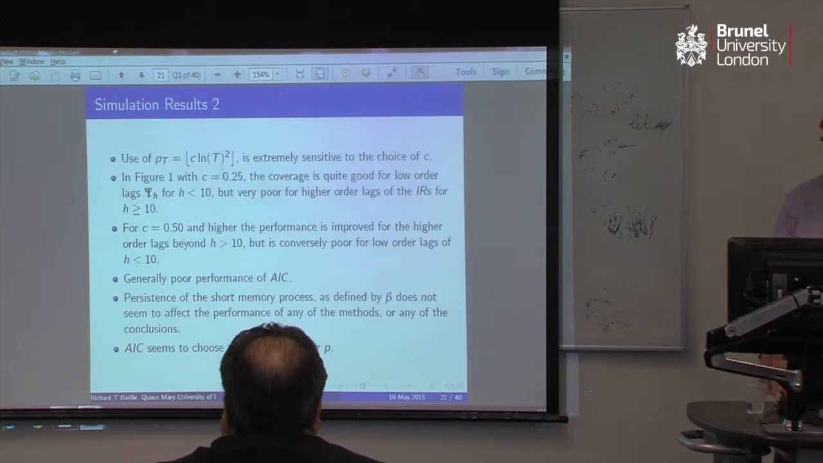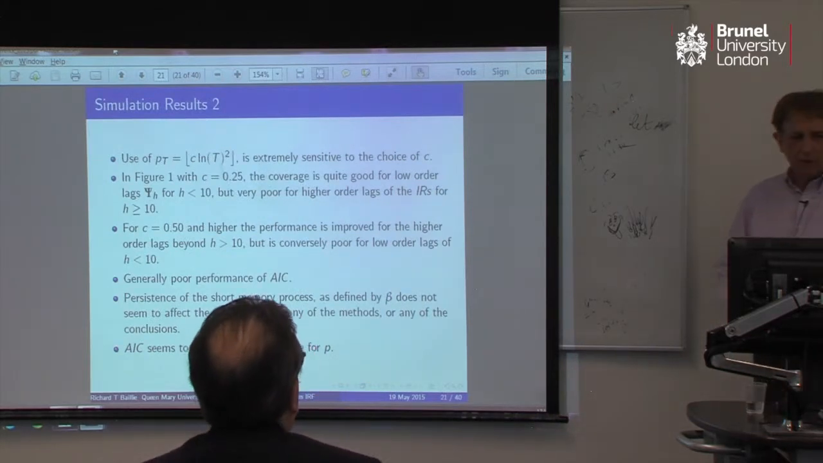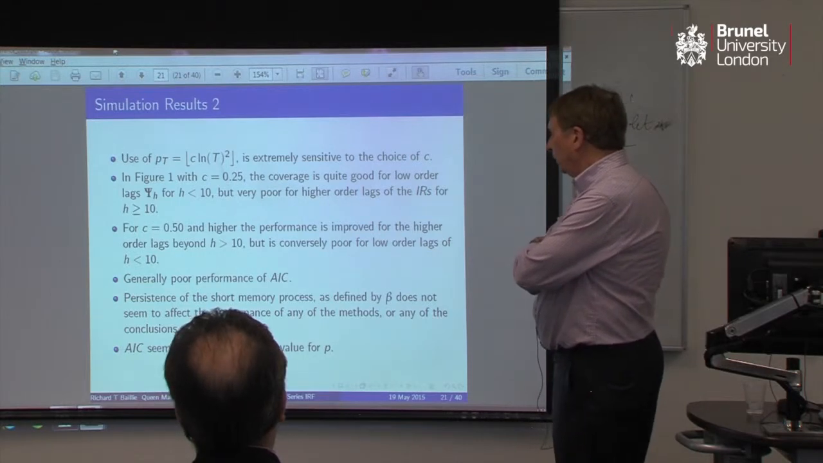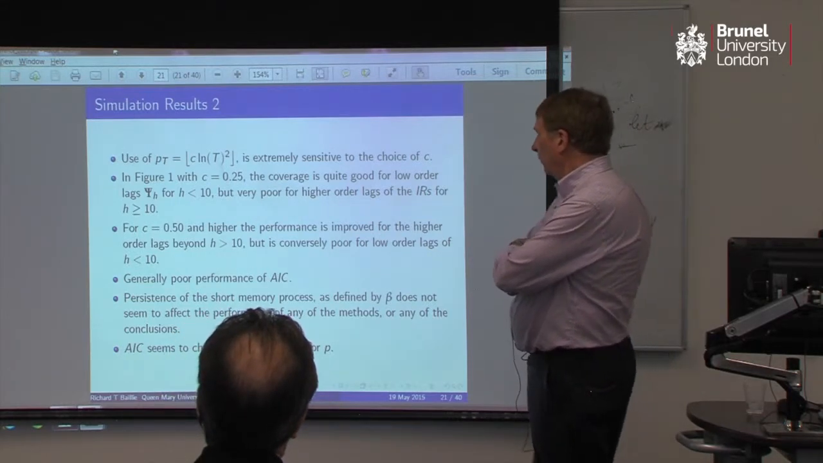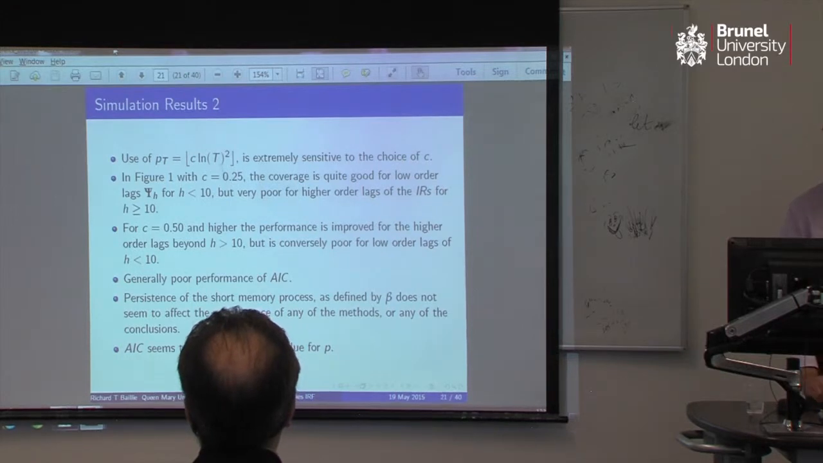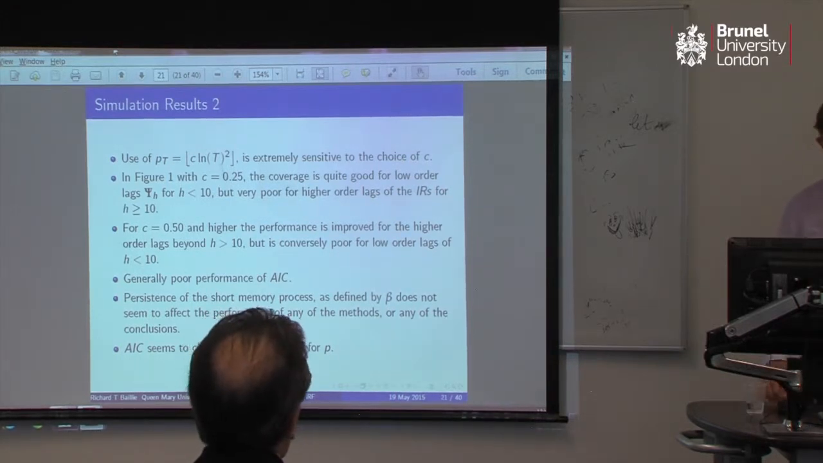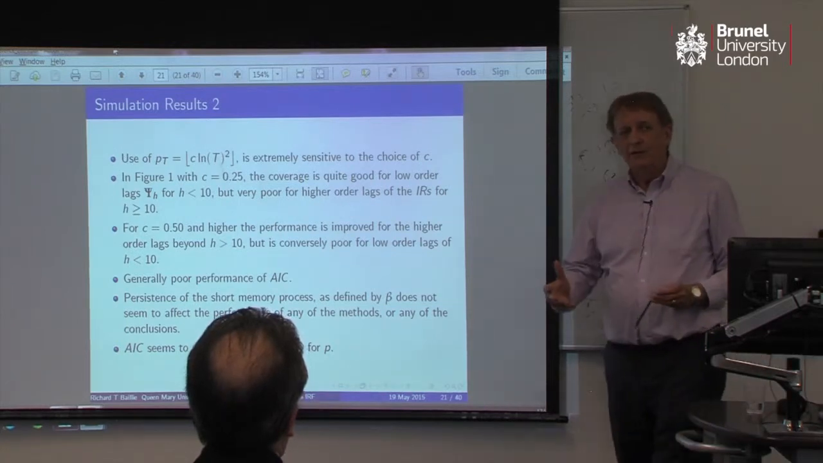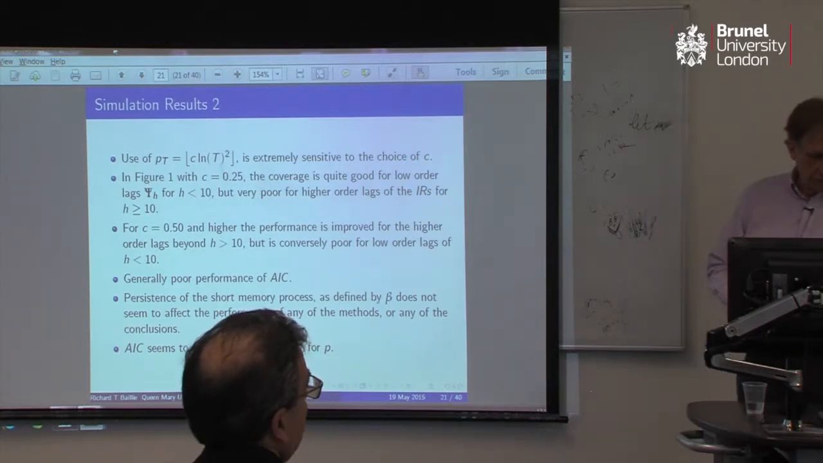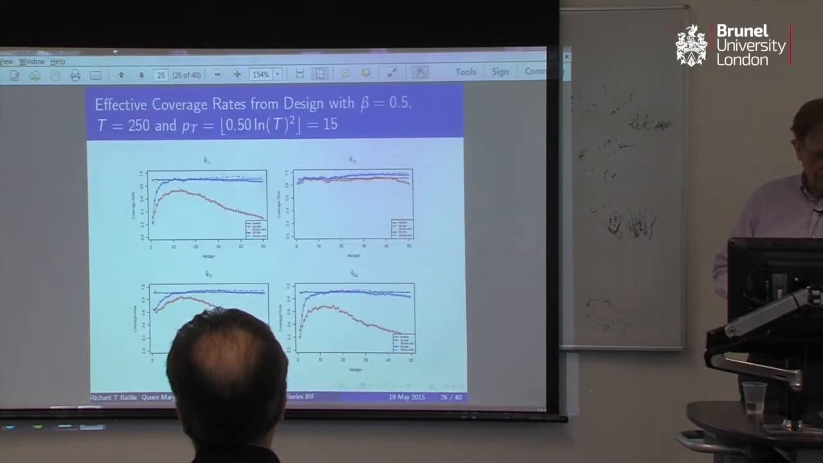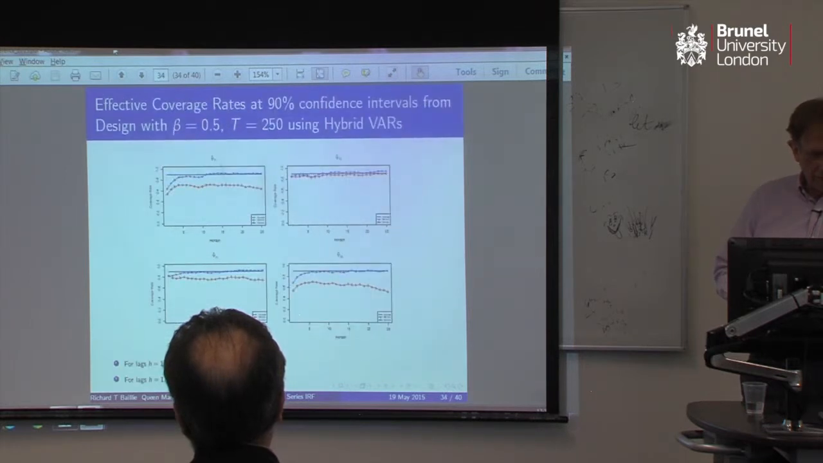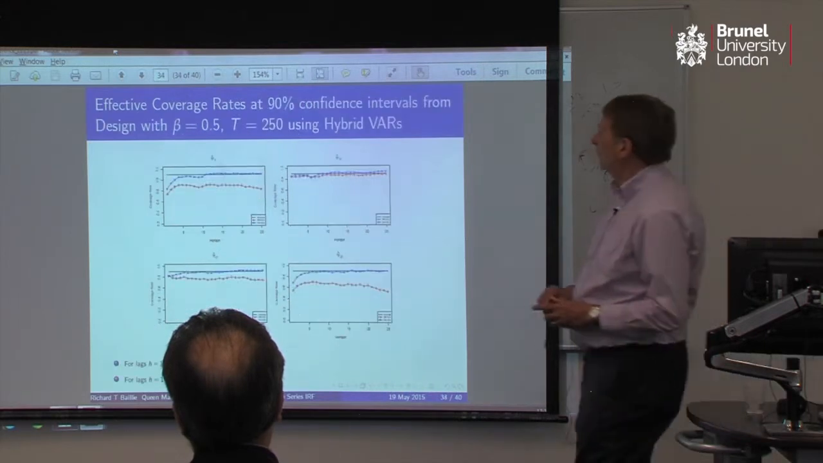The conclusion is really that AIC and other information-based criteria are not really worth using, but we have this different kind of performance based upon the value of C for the impulse responses. So what we've ended up doing is using a hybrid estimator for the impulse responses, and hybrid refers to the fact we use different order VARs depending on which lag length of the impulse response we're trying to estimate. This is a slightly unusual way of doing it, but here's this hybrid VAR.